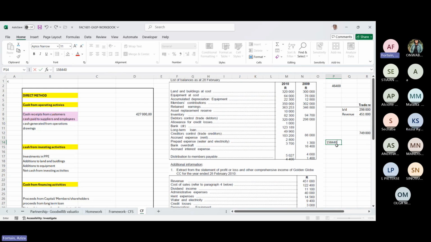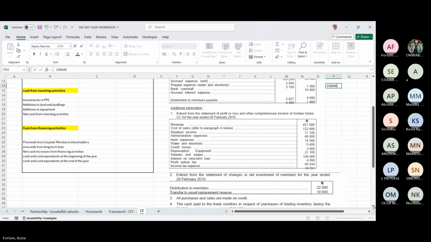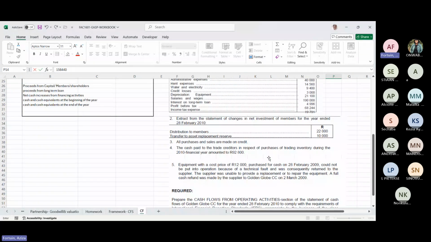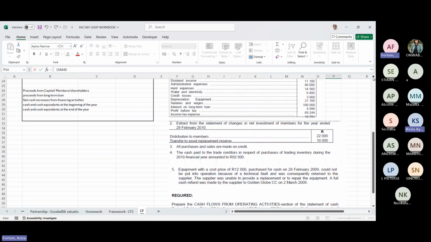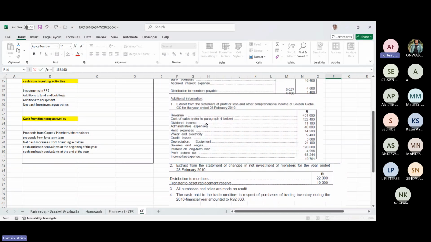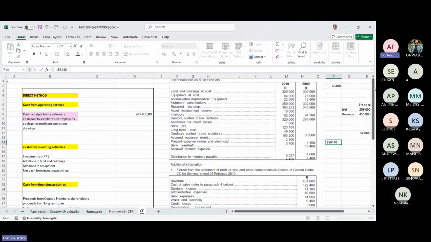Where do you see refer to paragraph 4? Am I seeing wrong? By cost, where? By additional information. The cash pay, no, underneath revenue. Oh, cost of sales. Yeah, yes. Okay, so you've got a number. Who else has got a number for me?